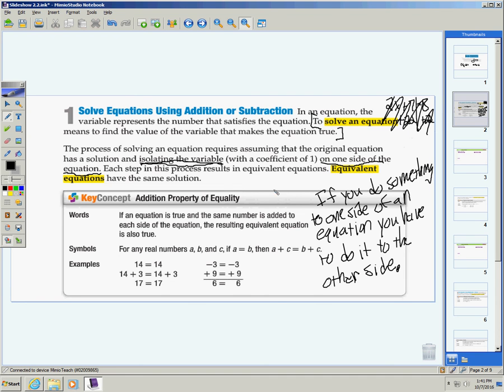That's what the subtraction property of equality is going to tell us. That's what the multiplication property of equality is going to tell us. And that's what the division property of equality is going to tell us. It all boils down to this sentence that hopefully you are writing down in your notes right now. If you do something to one side of an equation, you have to do it to the other side. That's our key idea here.